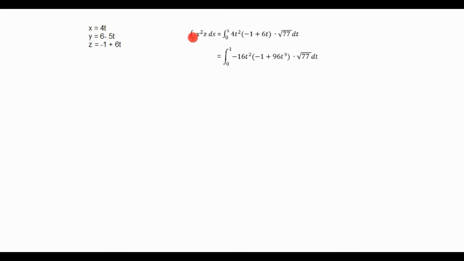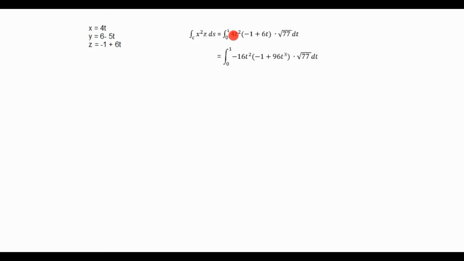Alright, and now we have our integration. This is the question itself. So we put in the limits of 0 to 1 for t, and we substitute 4t into x. So we get 4t squared, and we have a z function here, so we just put -1 plus 6t over here, -1 plus 6t. And what we have to do is to multiply r prime t when we change the sign to dt.